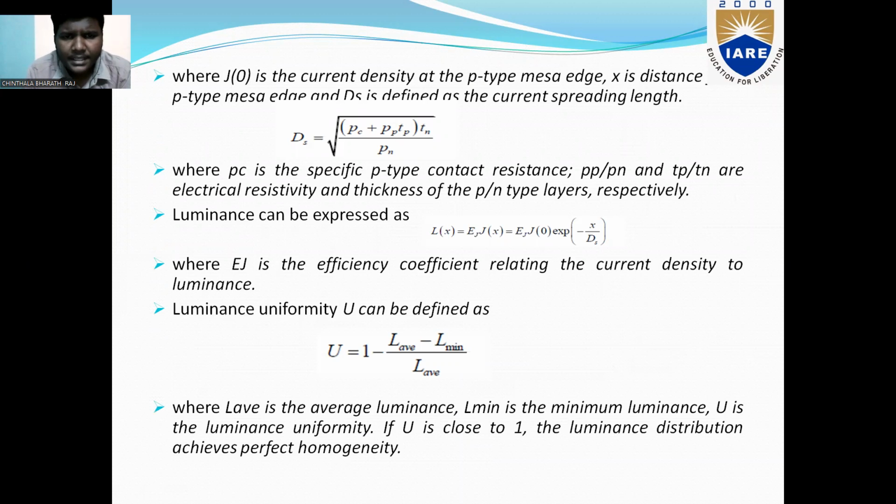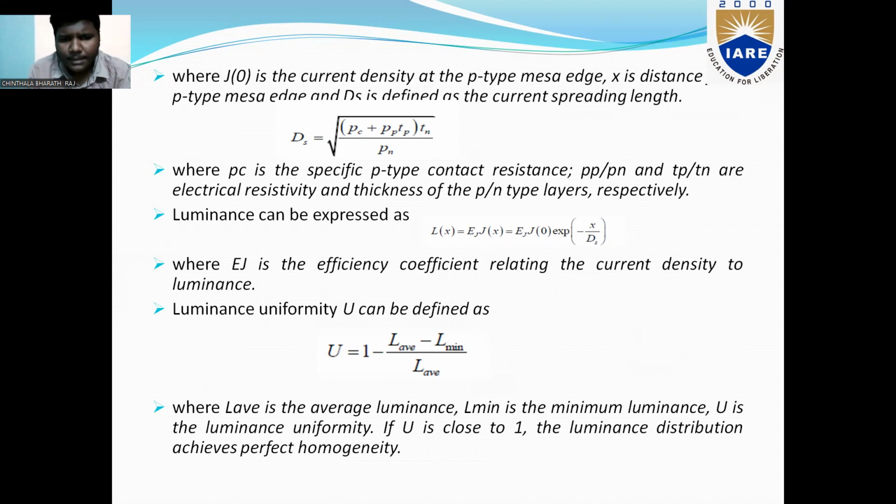ds equal to (pc plus pt tp) by pn, where pc is the specific p-type contact resistance, and pp and pn and tp and tn are the electrical resistance and thickness of the p-type and n-type layers respectively. Here we state another formula: Lx equal to Ej of x, equal to Ej of 0 times exponential of minus x by ds. Here Ej is the efficiency coefficient relating the current density to lumens.